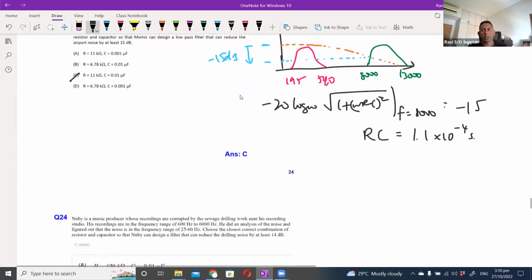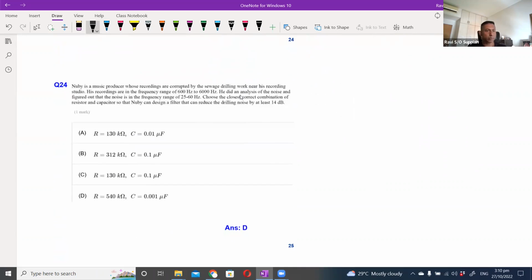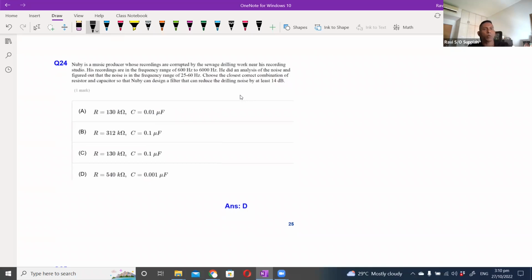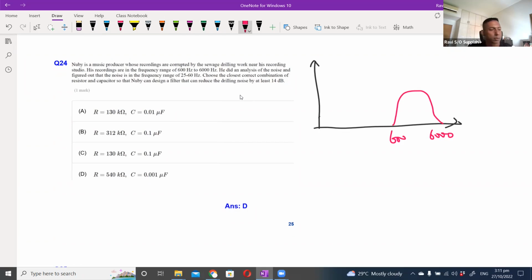Okay, so again, very similar to the earlier question and what you've also seen before. Question 24 is also the same thing. Only difference is it is a high pass filter. So if you look at the information given, what you want is in the higher frequency range, which is here 600 to 6,000.